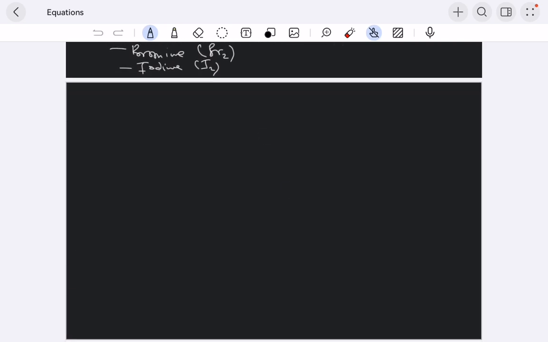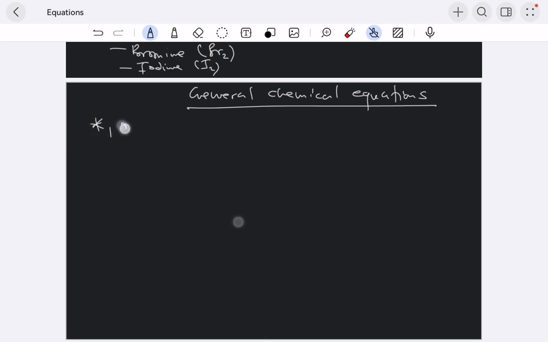Let's look at the general equations that we are going to follow. These are the general chemical equations we'll use as examples. The first one will be a reaction of a metal plus oxygen, which will give us a metal oxide.